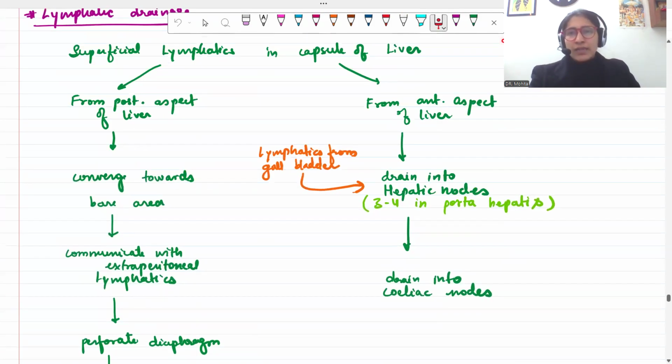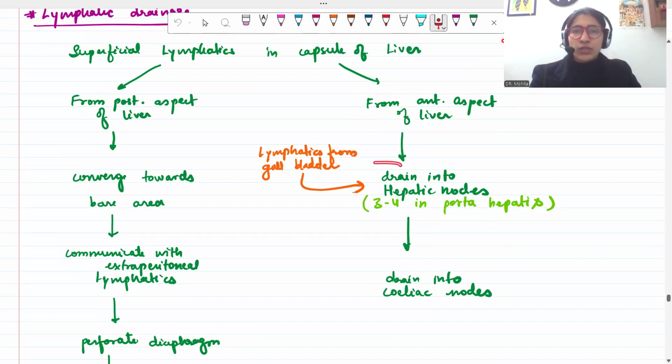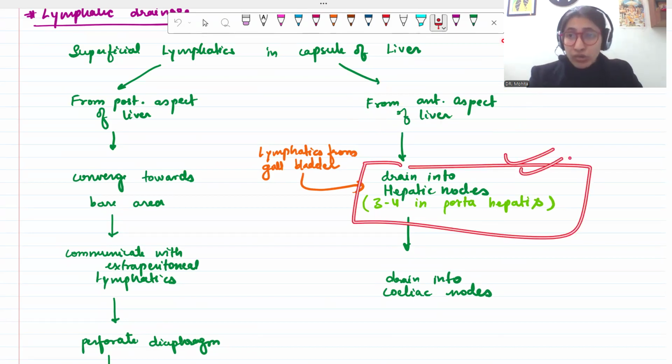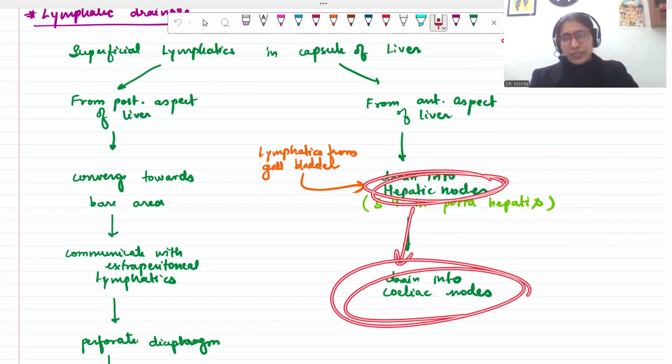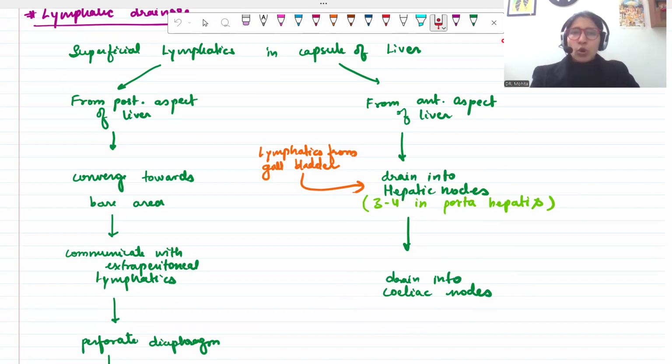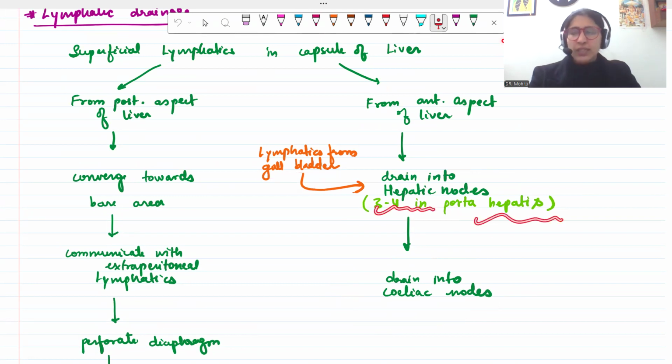But from the anterior aspect of the liver, the lymphatics are going to drain into hepatic nodes, if you remember them from the lecture of stomach. So hepatic nodes, and these will drain into celiac nodes ultimately. Also, the gallbladder is drained by the hepatic nodes, that are 3 to 4 nodes present in porta hepatis itself.